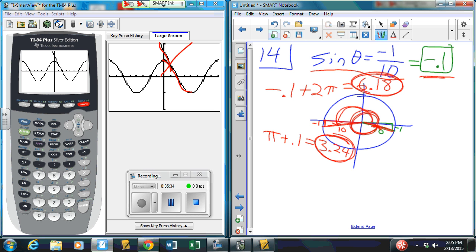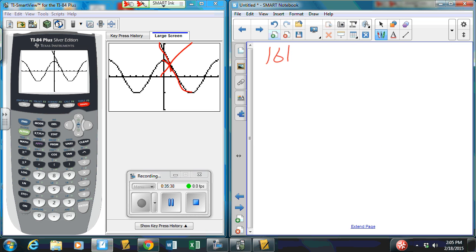Okay? Everybody go to 16. What does 16 say now? Cosine of theta equals 11 divided by 12. Now we're talking about cosine. We're talking about x numbers, not y numbers. What does your calculator give you for this one? Cosine inverse. 0.41 in radians.